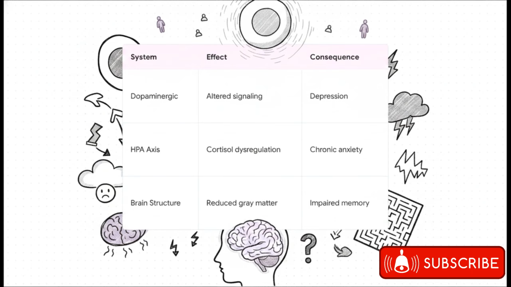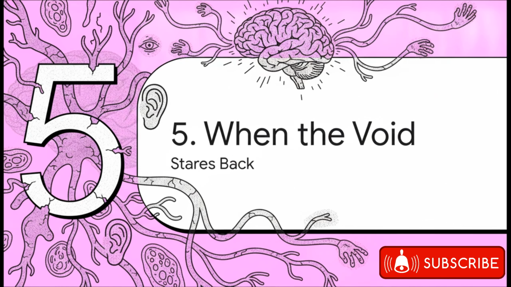And honestly, the most shocking part? Neuroimaging studies of people in extreme isolation show a literal reduction in gray matter volume. The void actually shrinks the hippocampus, which heavily impairs memory, learning, and even spatial orientation. That takes us right to section 5, when the void stares back.